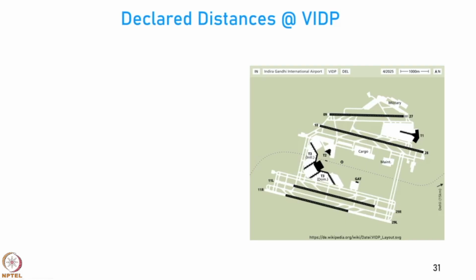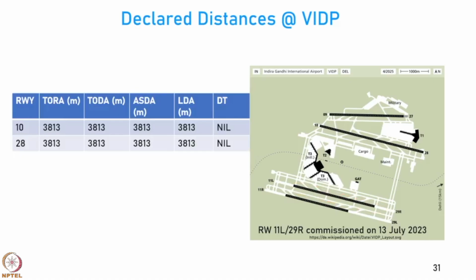Let us move closer to home, at the capital, Delhi Airport. Delhi Airport previously used to have 3 runways, but very recently, on 13th of July 2023, one additional runway, called 11L/29R, the one that you see here in between, was added. This runway was earlier not there. This has been commissioned a couple of years ago. So, this is a new development, but if we look at the data available for the declared distances, you can see that for runway 10/28, which is this runway.